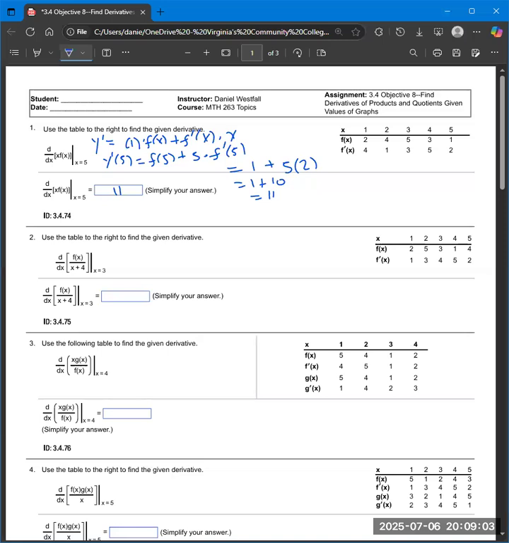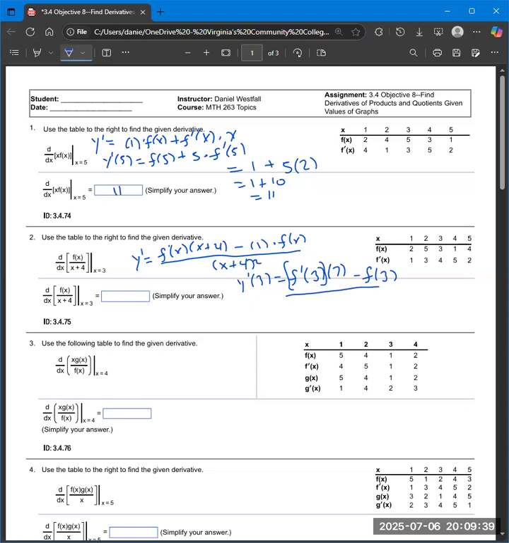This quotient here, derivative of the top times the bottom minus derivative of the bottom times the top all over the bottom squared. So y prime at 3 is f prime of 3 times 7 minus f of 3 over 7 squared.